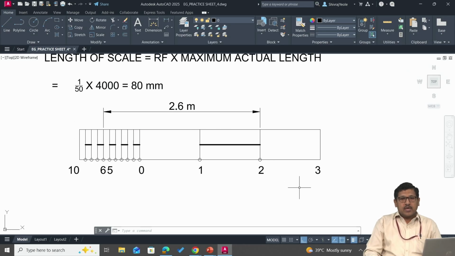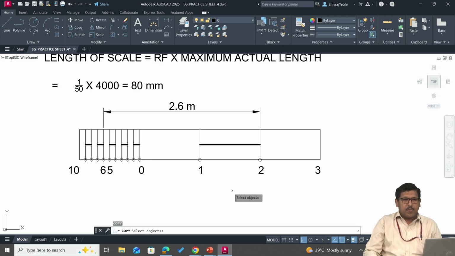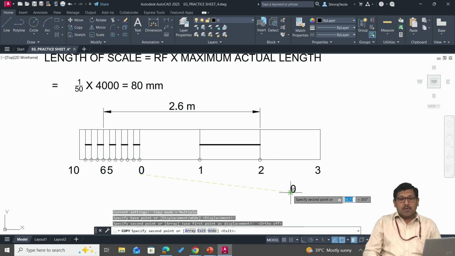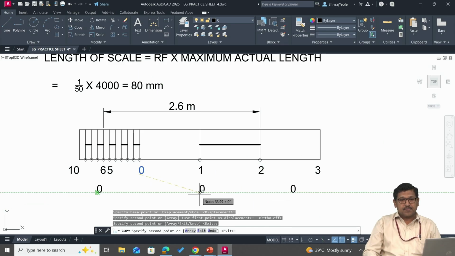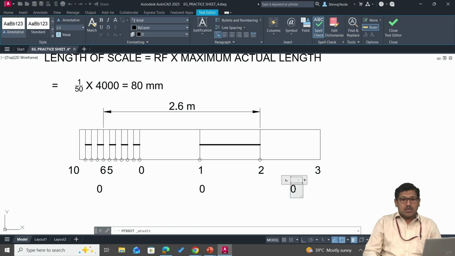Next, we need to show the units. So again, make use of mtext command. So I'm copying one of the already written text over here. Make ortho off. Place it on the right side of the scale, similarly on the left side and the middle. So the right side one should be edited and written as the main unit, which is meters.